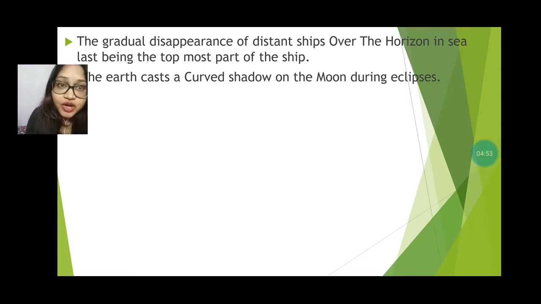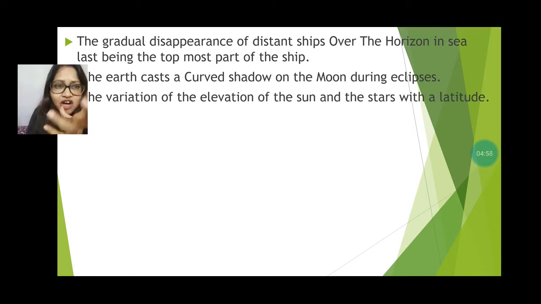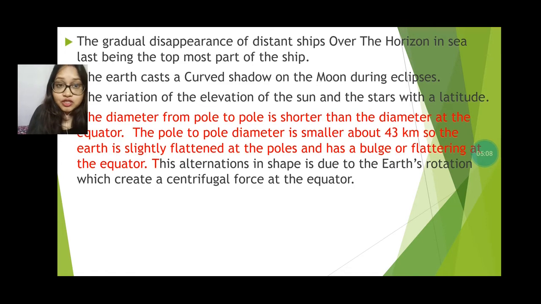So it is also one of the most important experiments for knowing the shape of the Earth. Okay, and the Earth is kind of curved, and we can understand this from the curved shadow on the moon during an eclipse. We can understand that the Earth is curved in shape.